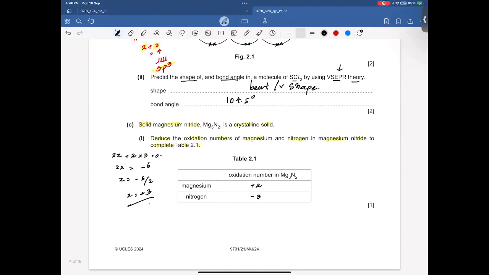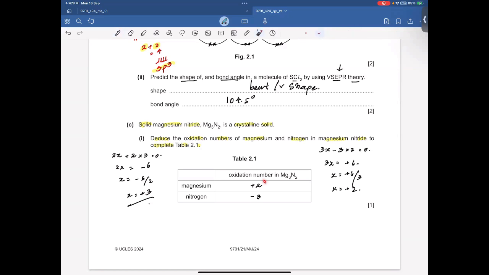Let me calculate the oxidation state of magnesium. So we have 3 magnesium, so let's suppose it's 3x. Nitrogen has a charge of -3. We have 2 nitrogen atoms, times 2. Since the molecule has no overall charge, it equals 0. Then 3x equals +6. Then x equals +6 by 3. Then x equals +2.